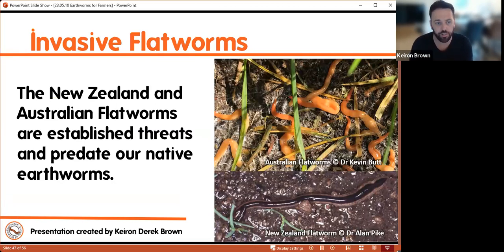So you may well have heard of the New Zealand flatworm, and if you're in the southwest, you may well have heard of the Australian flatworm. These are two species of flatworm that are not native to the UK. I'm not going to patronize you about telling you where they're respectively from, because it's quite obvious from the names. And these are established threats. We're not going to get rid of these now. They are here to stay, and they predate our native earthworms. And I believe they predate different types of earthworm as well.